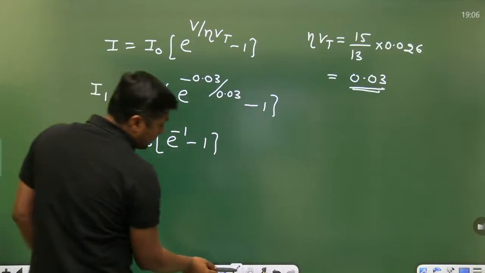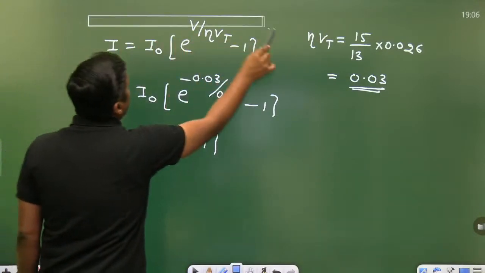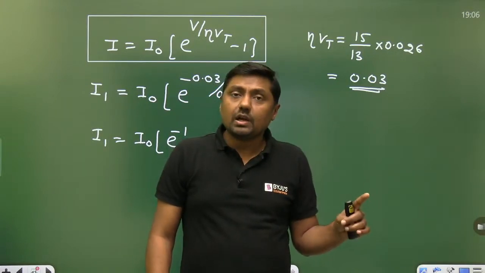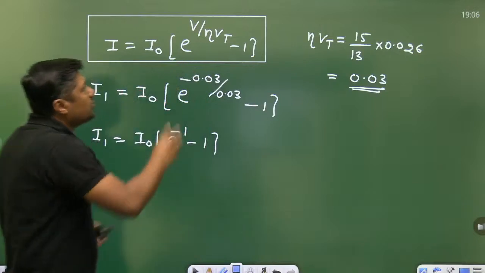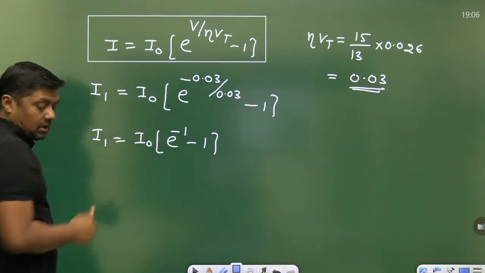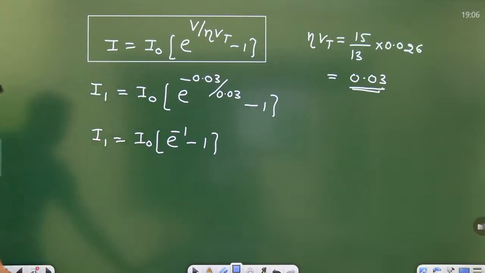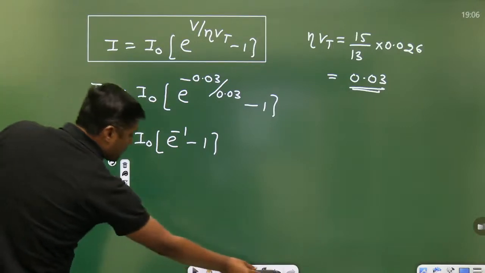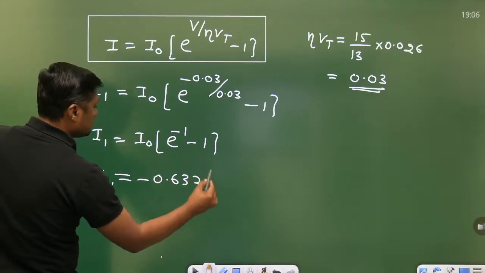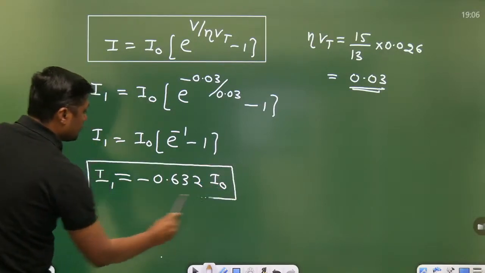Many students will neglect the 1 for an approximate answer. But remember, it is reverse bias, and that's why you can't neglect this one. We neglect the 1 when the diode is forward bias, when this quantity is very much greater than 1. But here it is less than 1, e raised to power minus 1. If we neglect the 1, we get a wrong approximation. Now, what is e raised to power minus 1? 0.368, minus 1. So you will get I1 equal to minus 0.632 I naught. That is the value of I1.